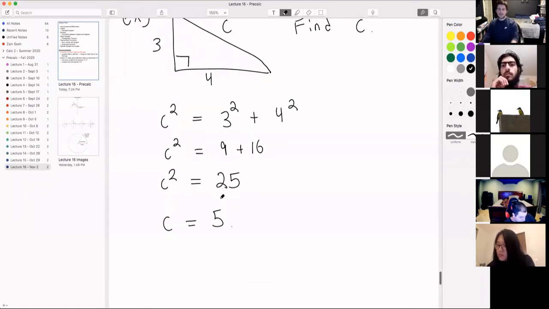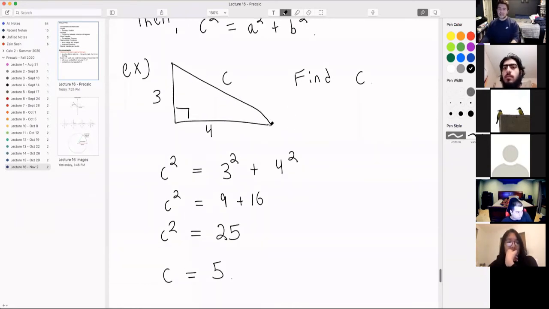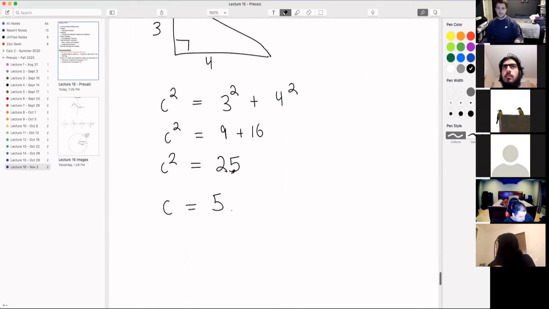So you may be asking, we took the square root of both sides. Why did I not introduce a plus or minus? That's a great question. The reason is because we're talking about the length of a shape, and it really wouldn't make sense for the length of the hypotenuse to be -5. Length is supposed to be a positive quantity. So that's why we reject that negative square root. All right, so C will be 5.